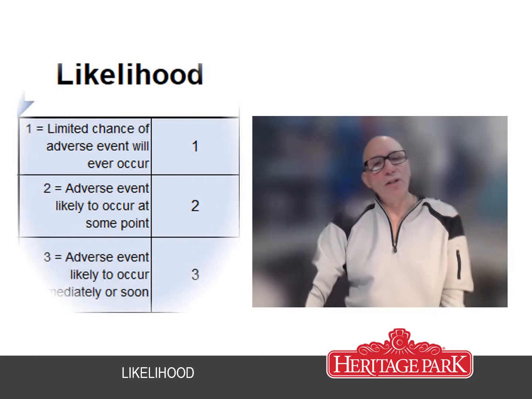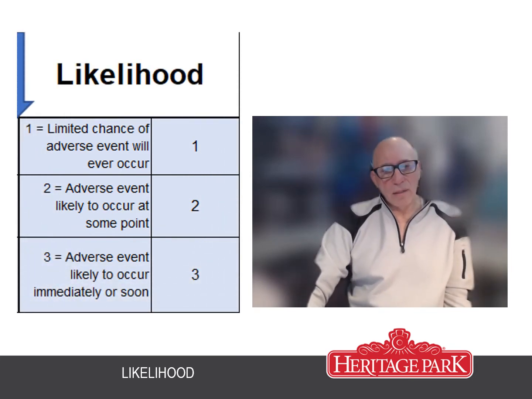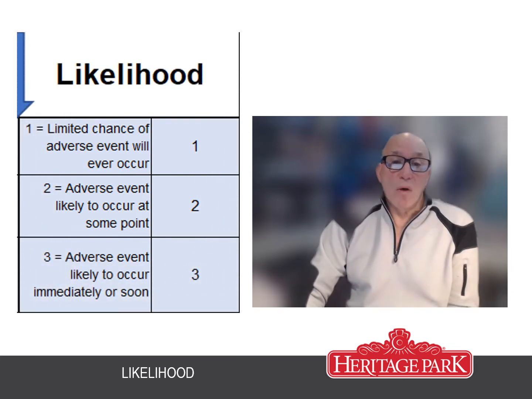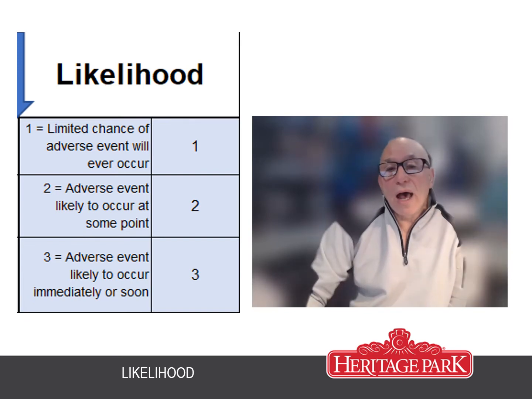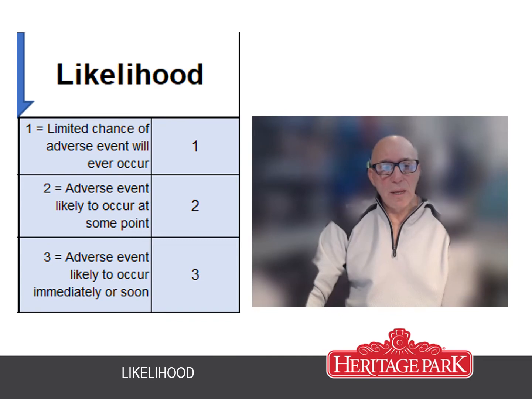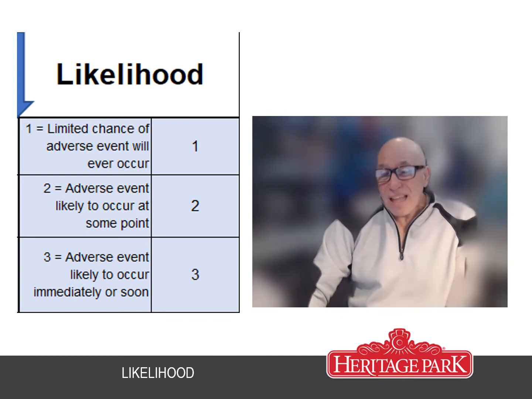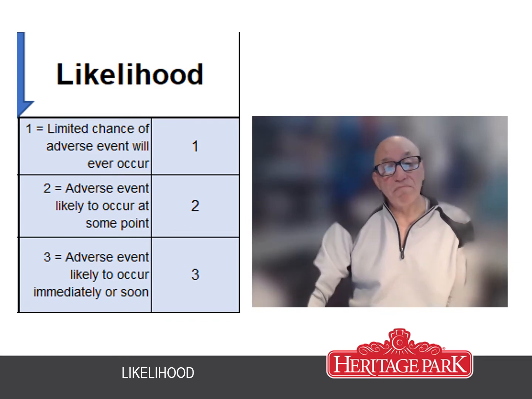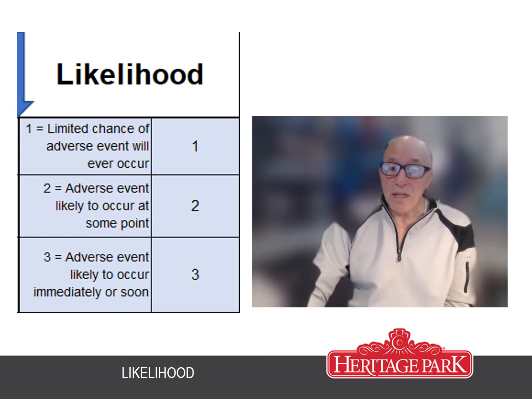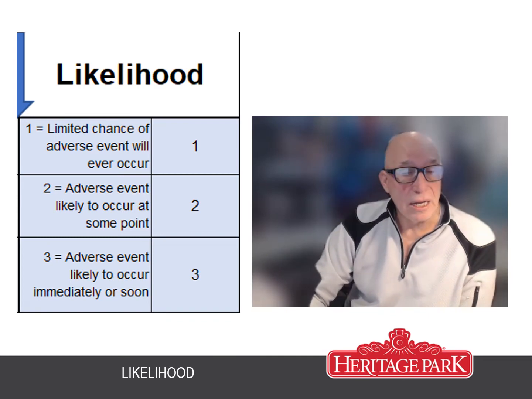Then we move on to likelihood. Again, lowest, the event will never occur. It's quite unlikely it will occur. But level 2 is it's likely it could occur at some point, and level 3 is likely to occur immediately or anytime during a given shift or during the day.